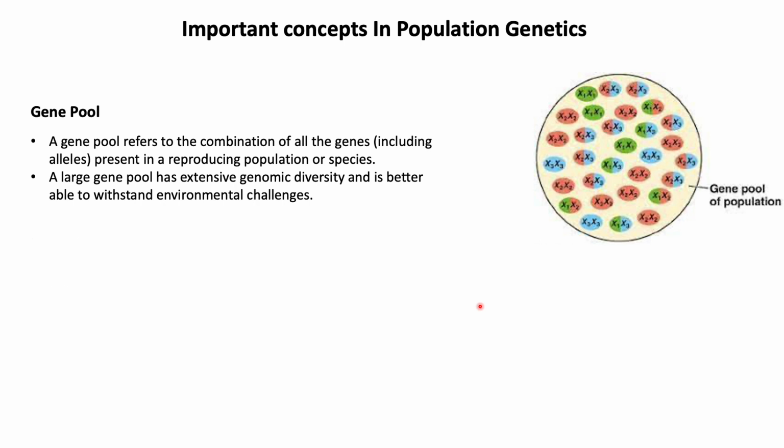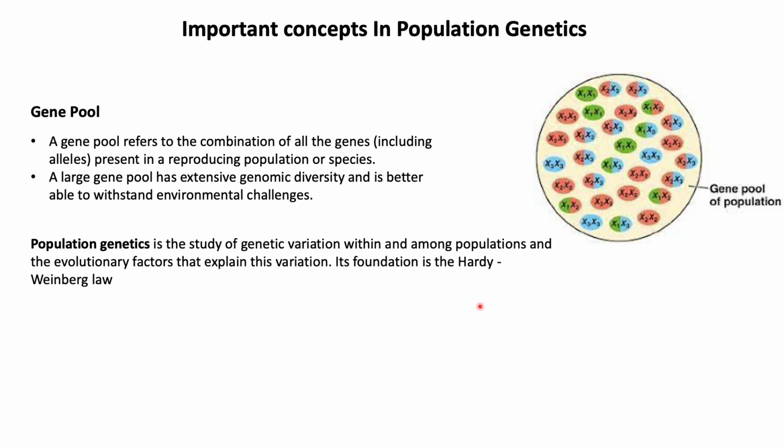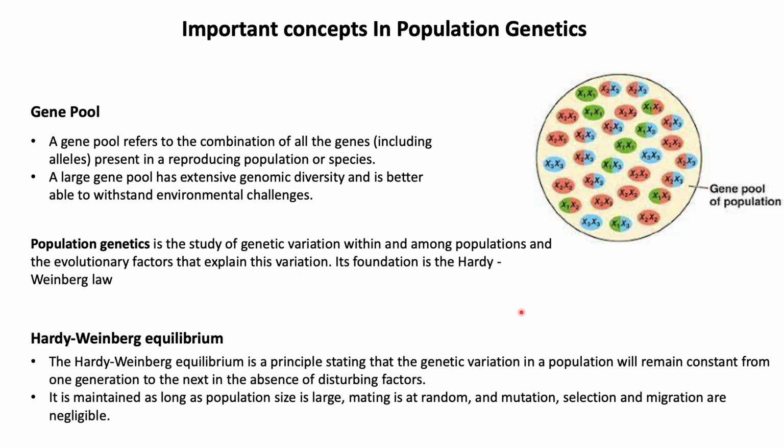So now, studying the genetic variation within and among populations and the evolutionary factors that explain these variations in populations is called population genetics. It is based on the Hardy-Weinberg principle or the Hardy-Weinberg law. Now, what does it mean when a population is at Hardy-Weinberg equilibrium? The Hardy-Weinberg equilibrium is a principle stating that the genetic variation in a population will remain constant from one generation to the next in the absence of disturbing factors.